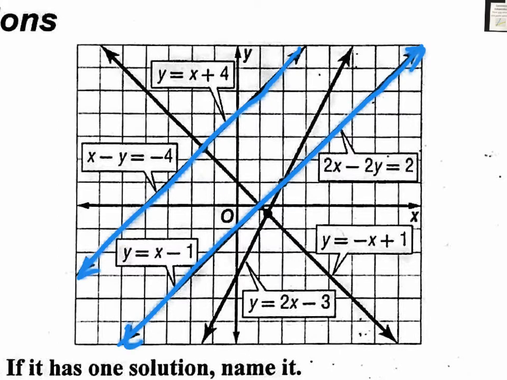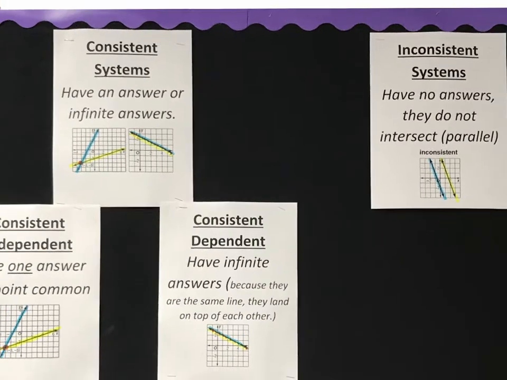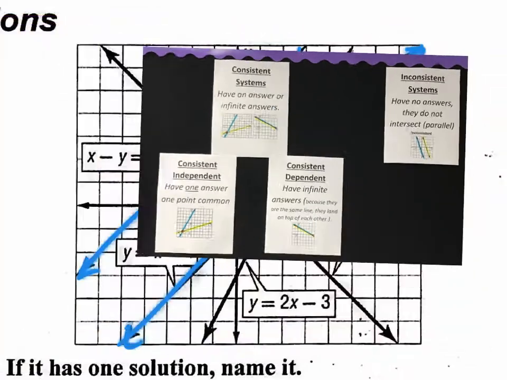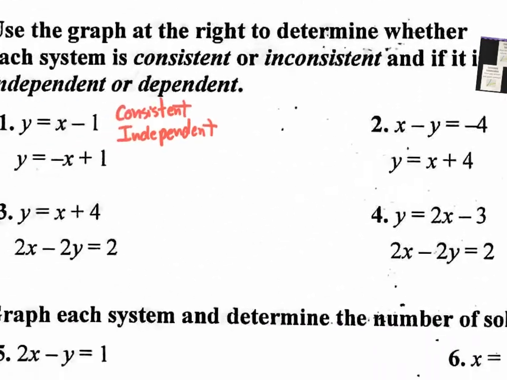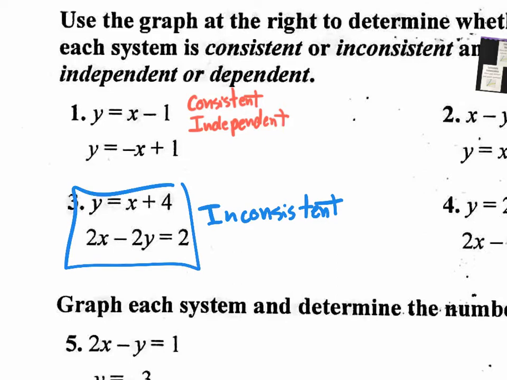What can you tell me about those blue lines? They're parallel. So if I wanted to classify these with the words up here, what's the classification of parallel lines? It's inconsistent. And that's it. So for number 3, you just write down inconsistent. Now, they're not asking us to solve. If they told us to solve number 3, our answer would be no solution. But they're asking us to classify, so right here it's just inconsistent.